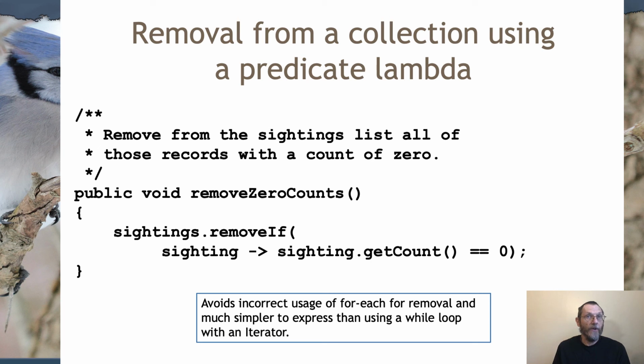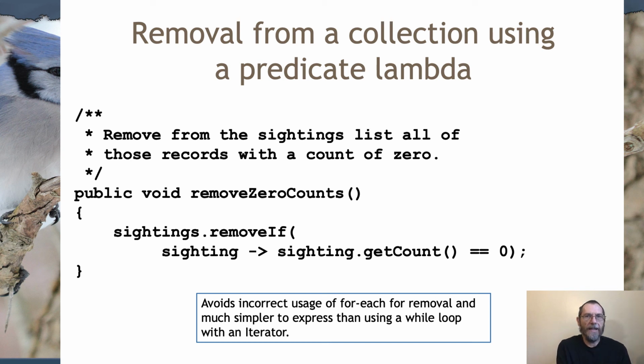So we see two advantages here. We've avoided the typical incorrect usage of a for each loop with removal for a collection. We can't use a for each loop if we want to modify a collection, but we see a much simpler way to express the removal instead of using a while loop with an iterator, which would be the way that we would do this typically up to this point. So it's quite a nice, concise, expressive way of conditionally removing from a collection, making use of a predicate lambda.